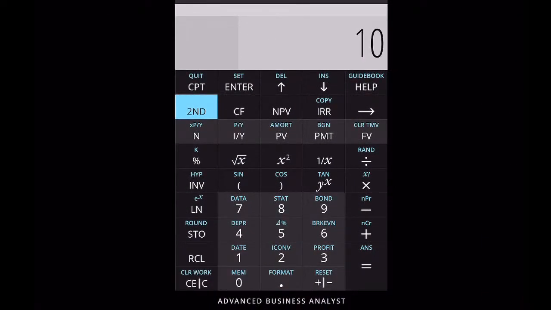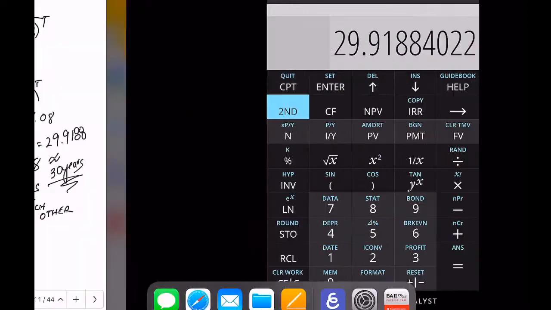So 10 ln, divided by open bracket, 1.08 ln, close bracket. All right, let me know your problems. Let me know what's happening.